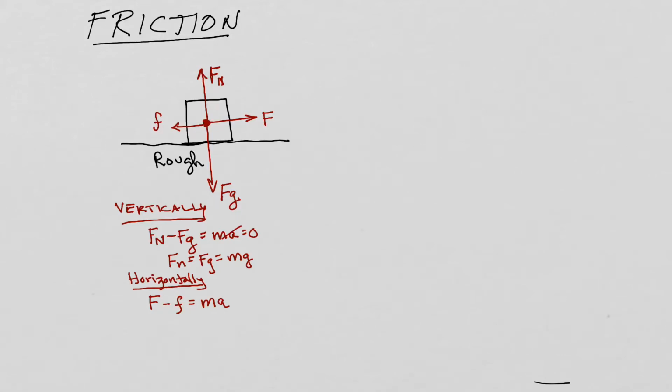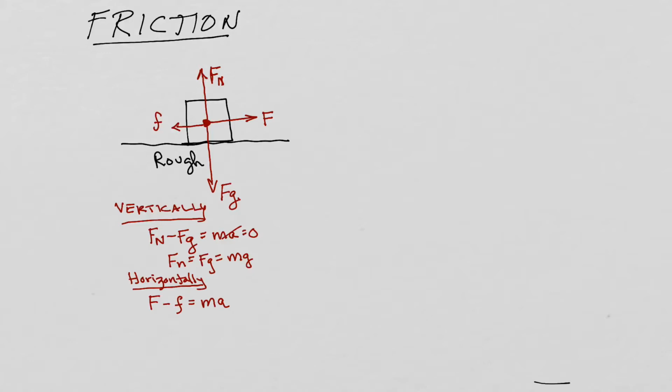In this video, we'll talk about friction. So in this picture, we have a mass that's being pulled by a force. The mass sits on a rough surface, so friction applies. There's the weight down and the normal force up. The applied force points to the right, and friction opposes that force.